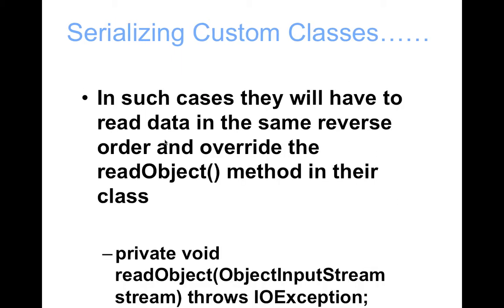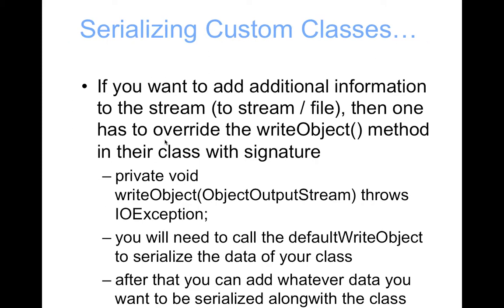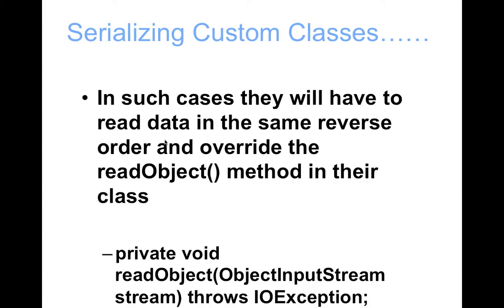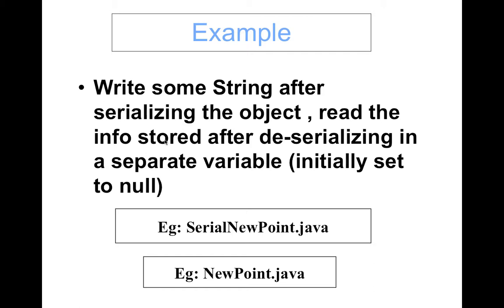Whatever information needs to be serializable, you have to put it by overriding the writeObject method. So you have to write custom serialization if you don't want everything to be written. In such cases, they will have to read the data in the same reverse order and override the readObject method in their class. So this is what we were talking about, and examples of it.